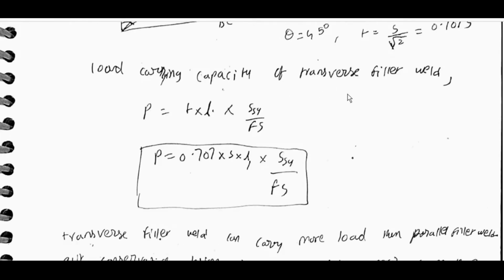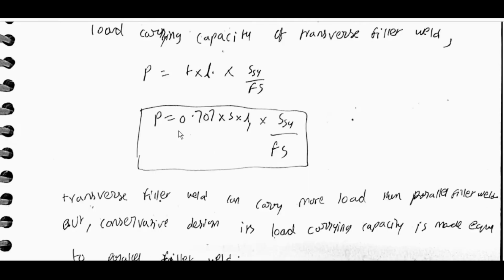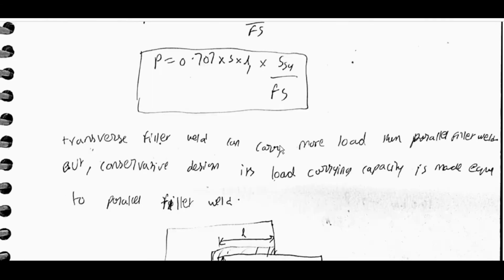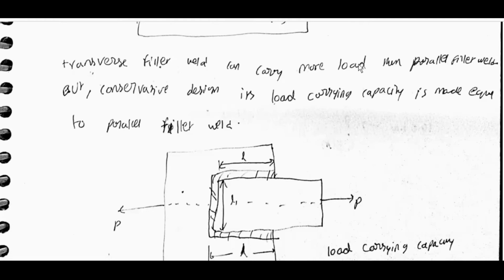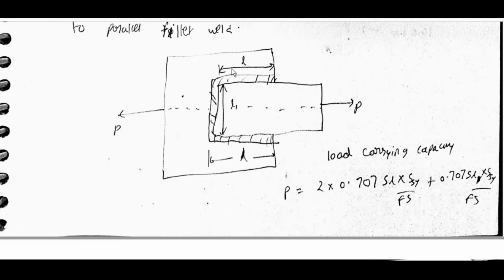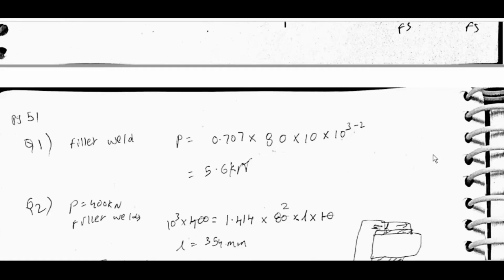Load carrying capacity of transverse fillet weld: P is equal to T into L into SSY by Fs, P is equal to 0.707 into SL1 into SSY by Fs. Transverse fillet weld can carry more load than parallel fillet weld, but in conservative design its load carrying capacity is made equal to parallel fillet weld. With L1, load carrying capacity P is equal to 2 into 0.707 SL into SSY by Fs plus 0.707 SL1 into SSY by Fs.